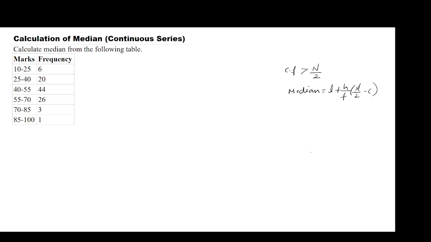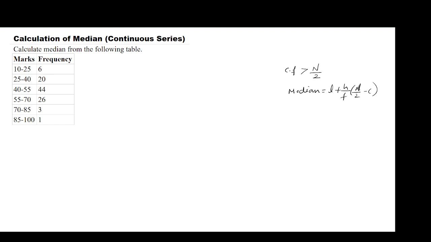So these are the two important things you have to remember for calculation of median in case number 3. One is, first you have to find cumulative frequency greater than capital N by 2. Then apply the formula median is equal to L plus h by f into n by 2 minus c. Now let us see how to calculate this.